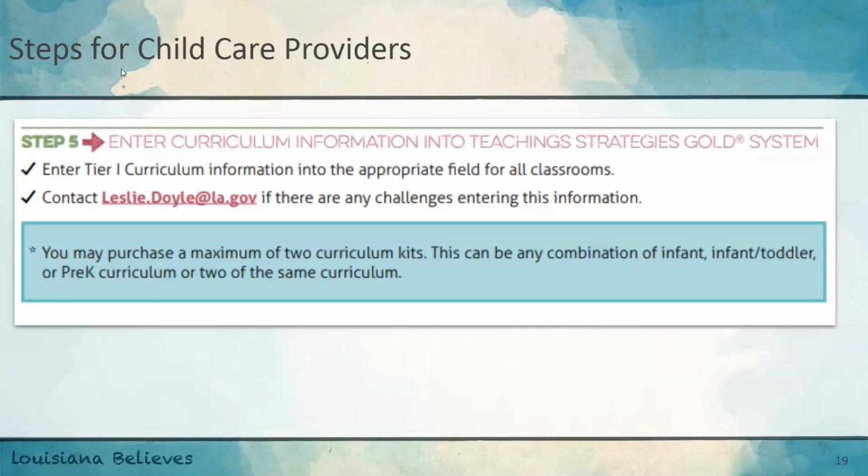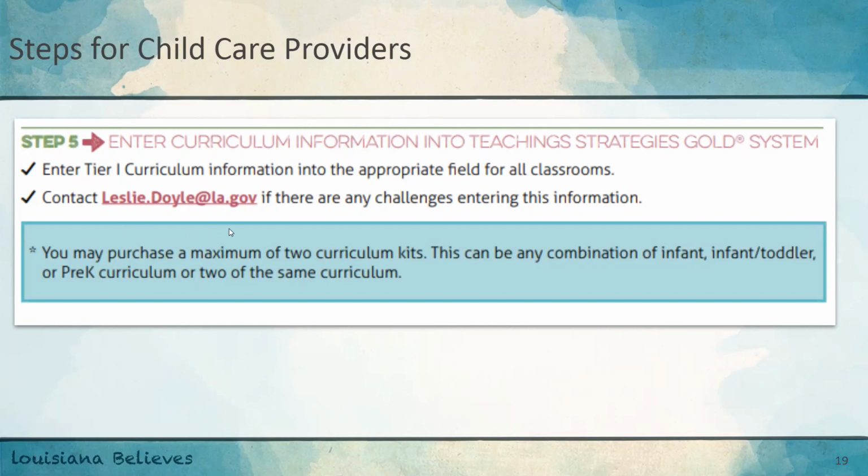Another important step for child care directors should also be to make sure that there is a plan in place for when new teachers enter the center, that they are also trained on the curriculum. Okay, step 5, enter curriculum implementation into Teaching Strategies Gold system. So they would enter all that information in the appropriate fields for all classrooms that currently have a Tier 1 curriculum, and contact me or Taylor Dunn if there are any challenges in entering this information.